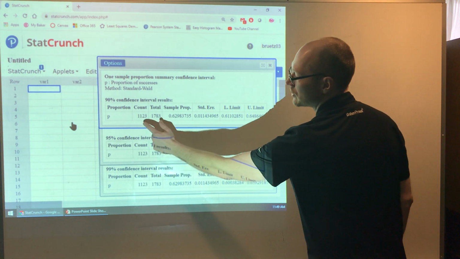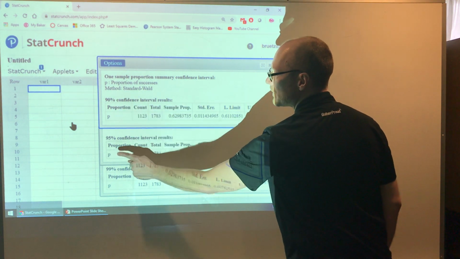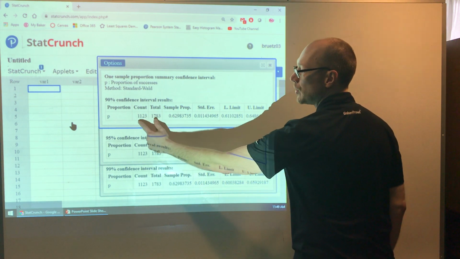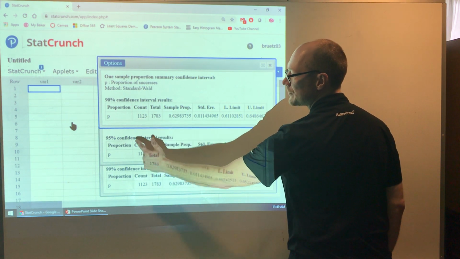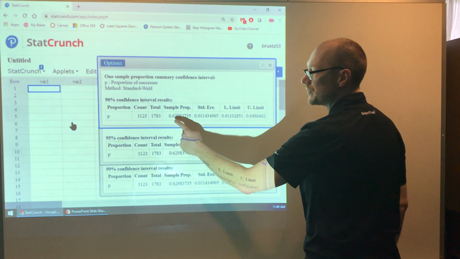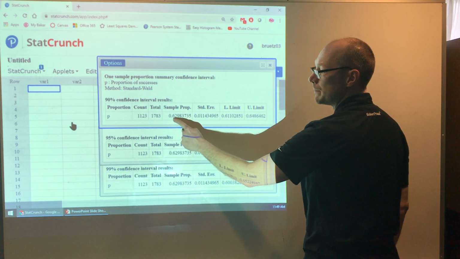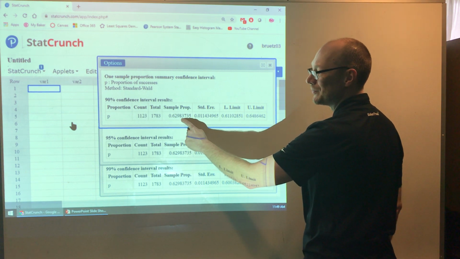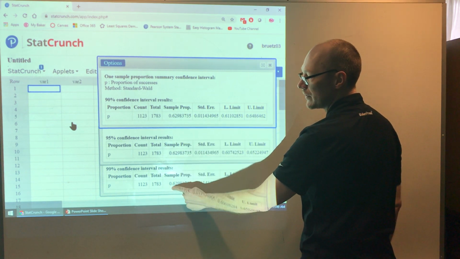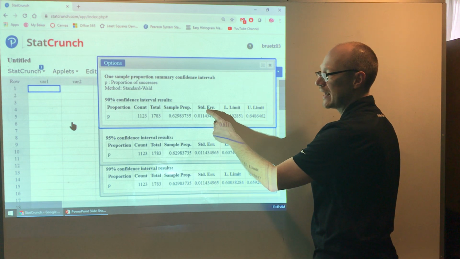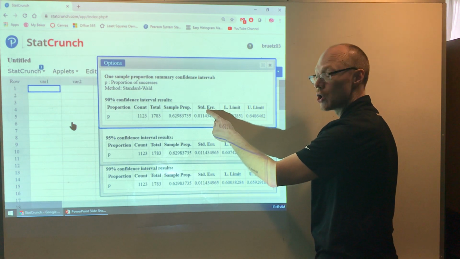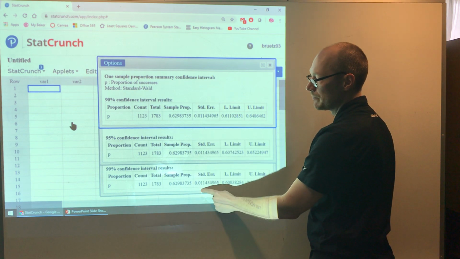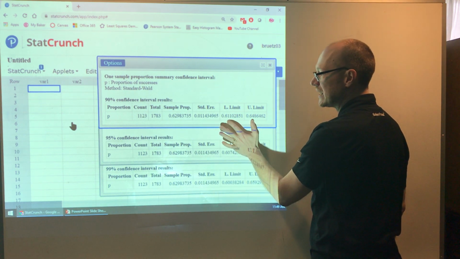First of all, there are a couple things to note. This is the 90%, 95%, 99%. They're all three 1123 out of 1783. The sample proportion is 0.62984. I remembered it well. That's the same for all of them. And what they call the standard error, we are also calling the standard deviation. That is the same for all of them. But you'll notice that the limits are a little bit different.